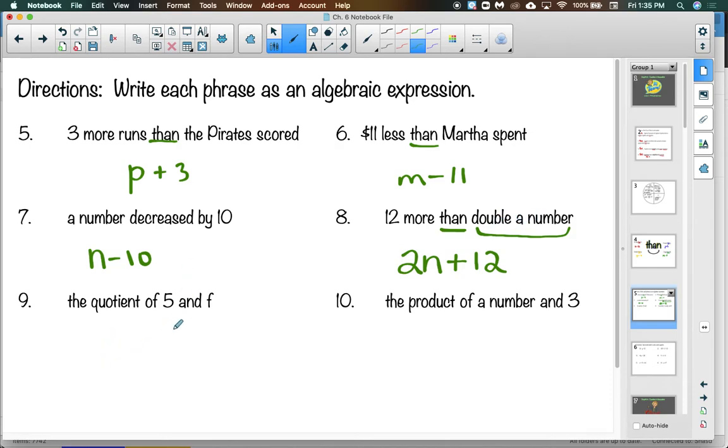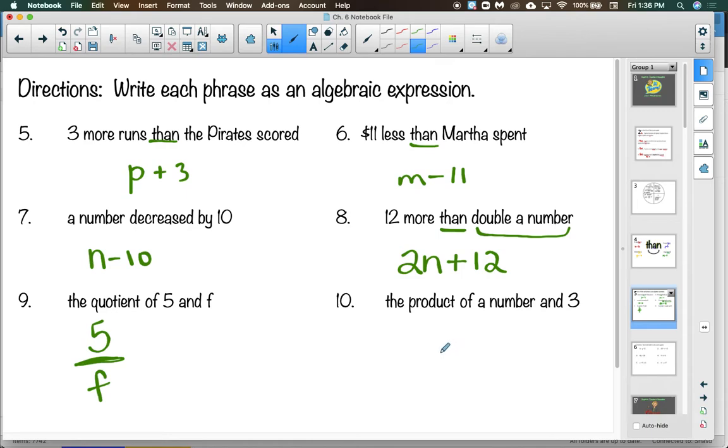Number 9, the quotient of 5 and F. Quotient is a division word, so that tells me I'm going to divide. When I do quotients in 7th grade, I want to write them as a fraction. So there's my nice little fraction bar. The quotient of 5 and F means 5 goes in the numerator, F goes in the denominator, and that's how we're going to write that fraction division problem.